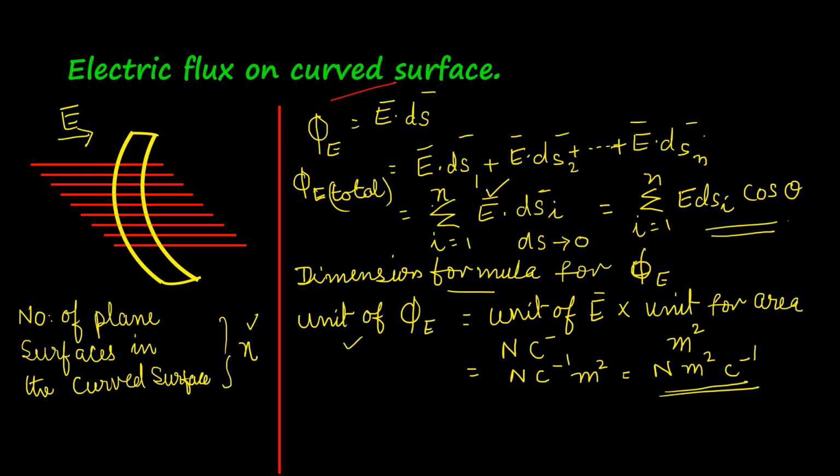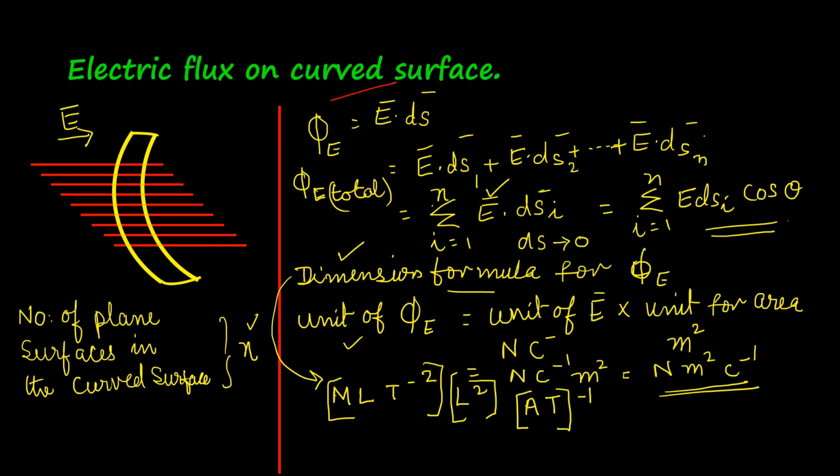Now we can easily write the dimensional formula for electric flux. N is the unit of force. F is equal to M L T raised to minus 2. The dimensional formula for area is L raised to 2. Per coulomb is equal to ampere, A, into T raised to minus 1. Combining all these, we get M L raised to 3, T raised to minus 3, A raised to minus 1. This is the dimensional formula for electric flux.